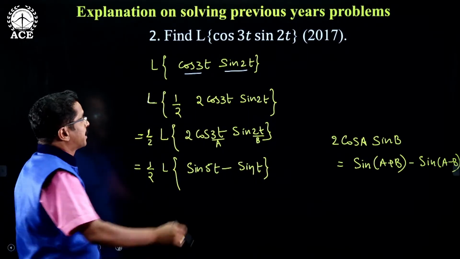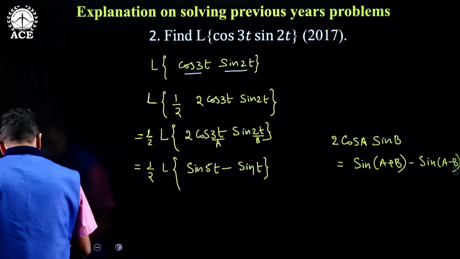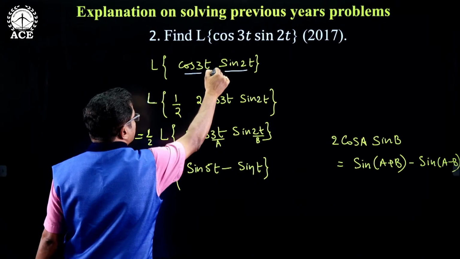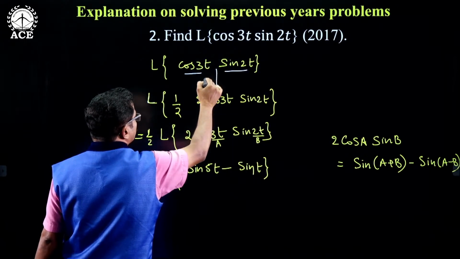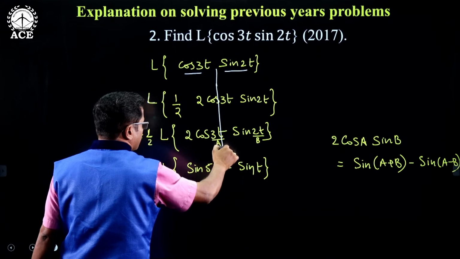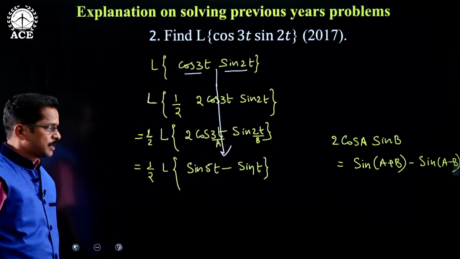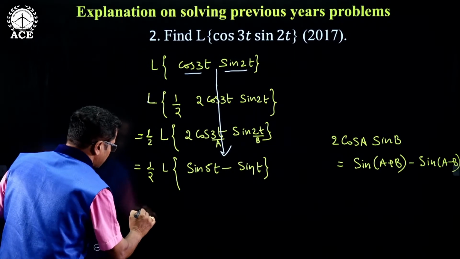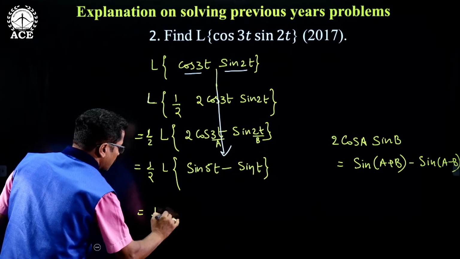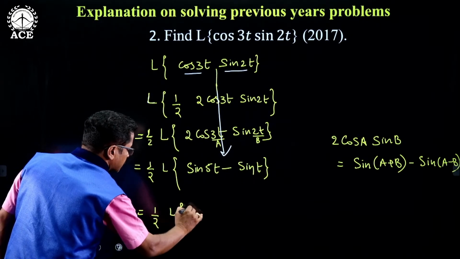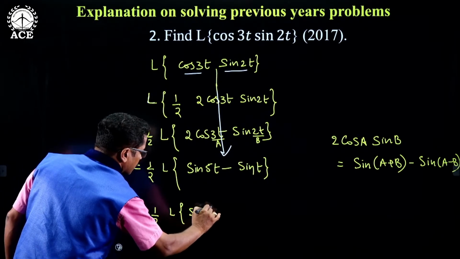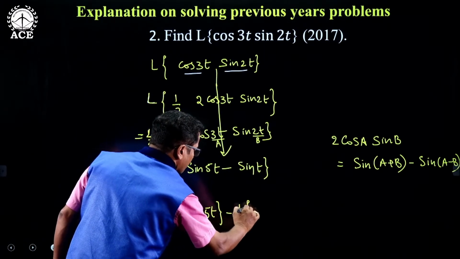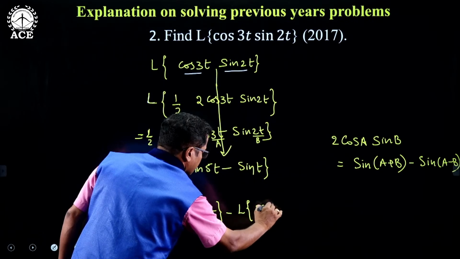Means I converted this product of cos 3t sin 2t into subtraction. So now linearity property you apply, that is 1 by 2 L of sin 5t minus L of sin t.